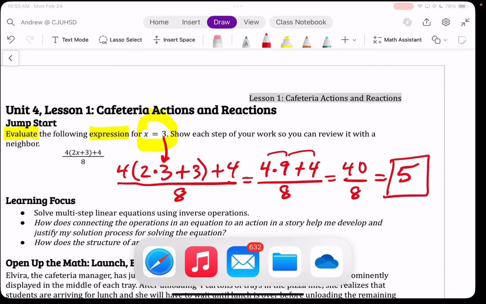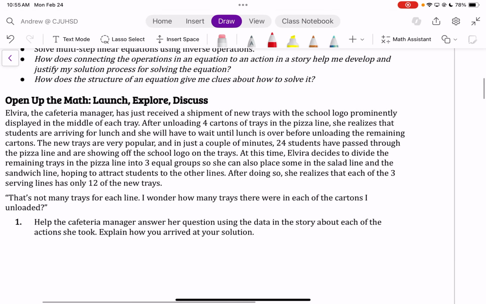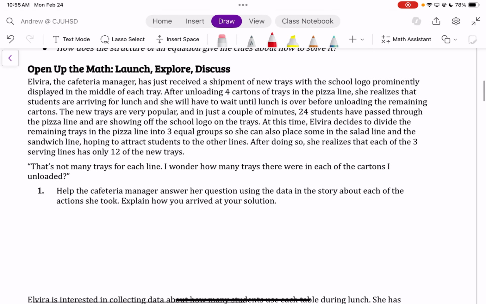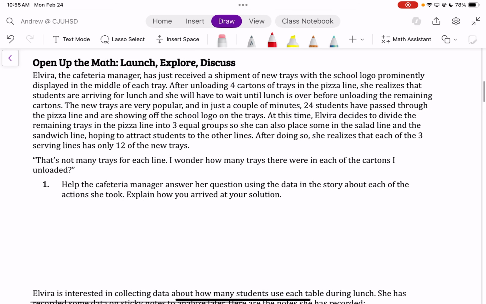Now what we're going to do today is we're going to look at a problem with cafeteria trays. And this is going to help us get better at our skill of making equations from stories. So if you could, pause the video and read the story to yourself all the way up to question number 1. And then when you unpause, I'll be ready to solve it with you. Okay, so here's what we have.